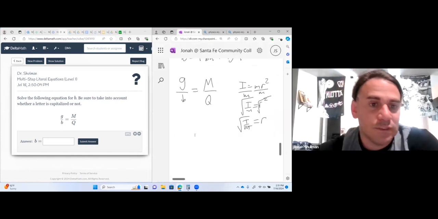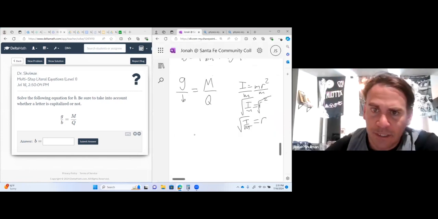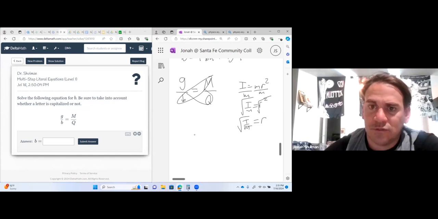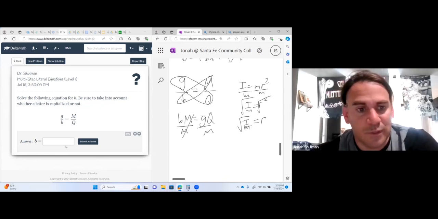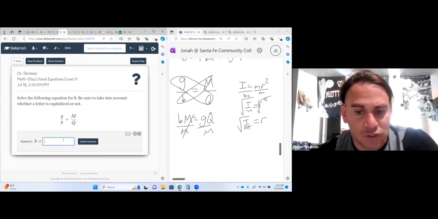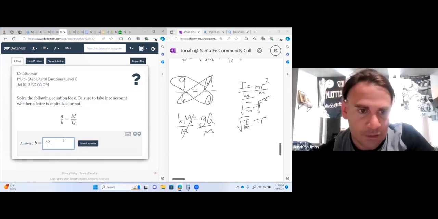All right, let's do the one they want. They want solve for B. There's the first move. We've got BM equals GQ. Divide by M, we're done. See, the physics ones would have been way better. So it's just GQ divided by M.